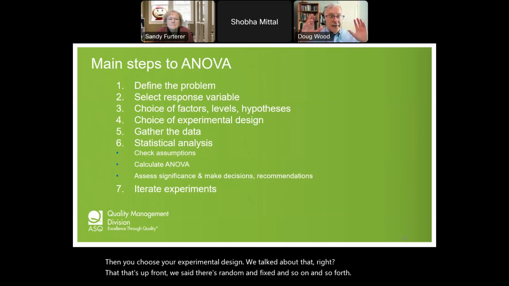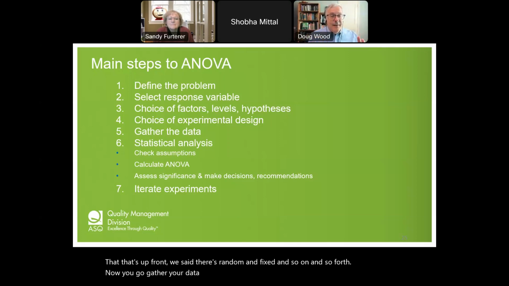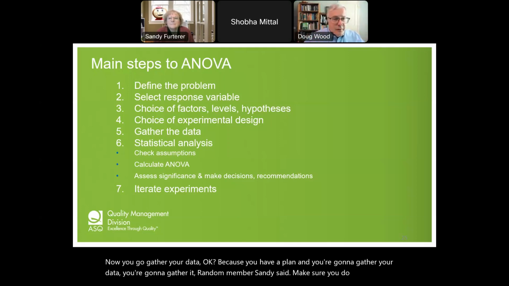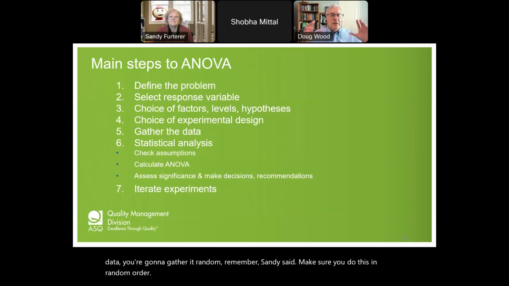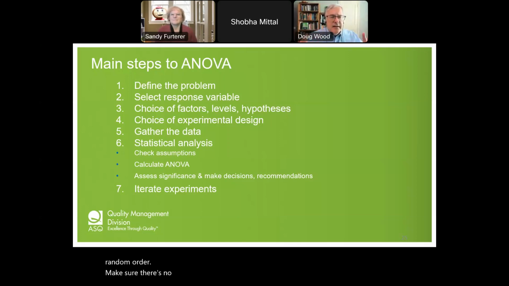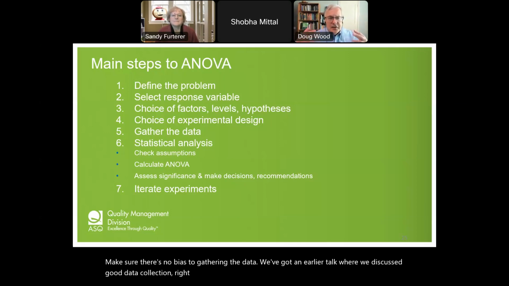Now you go gather your data. Okay, because you have a plan and you're going to gather your data. You're going to gather it random. Remember, Sandy said, make sure you do this in random order. Make sure there's no bias to gathering the data. We've got an earlier talk where we discuss good data collection, right? And so you need to make sure that your data is not biased by something that you're doing as you're collecting it.